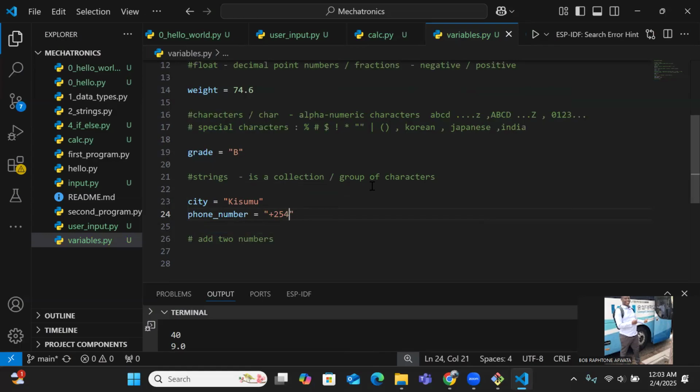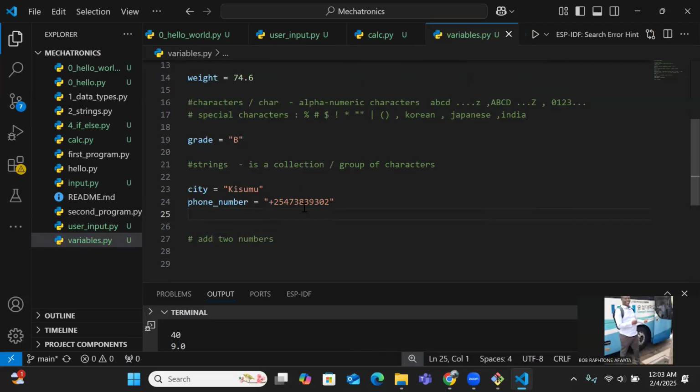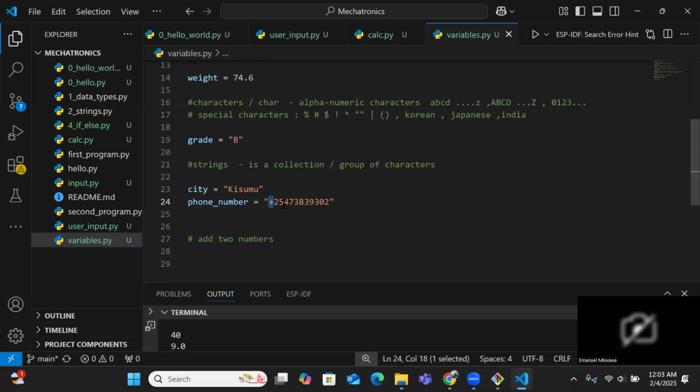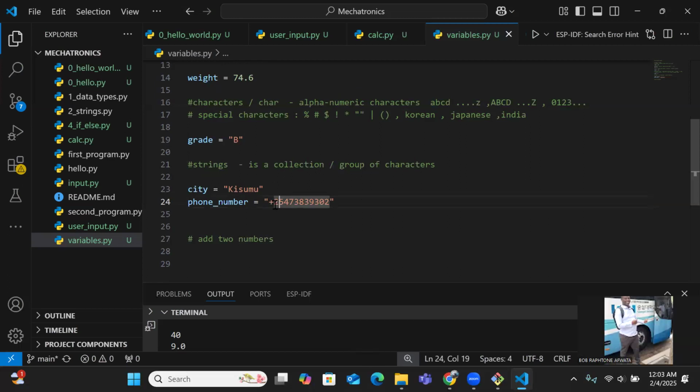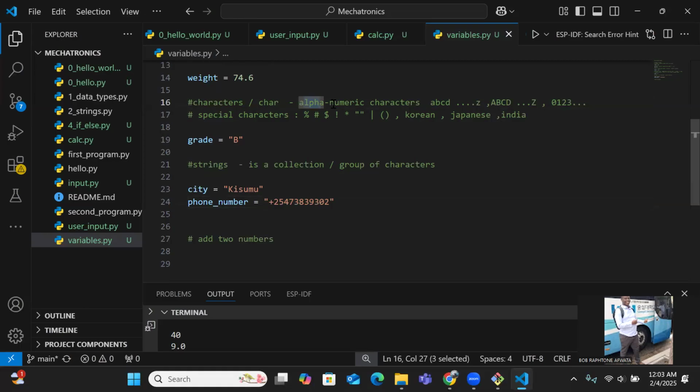254. Then, something like that. Okay. That's not a number. Do you notice it is not a number because it has this plus? Yes, it's different. It's a collection of these characters. Characters, you remember I told you that plus is a special character. And then 254 are numeric characters, these ones. So they have been put together to form a string.